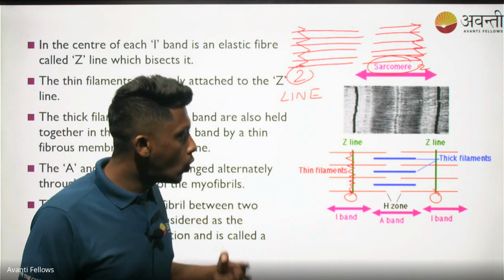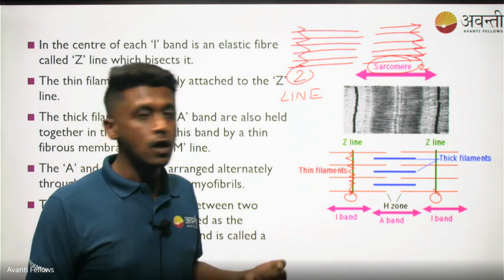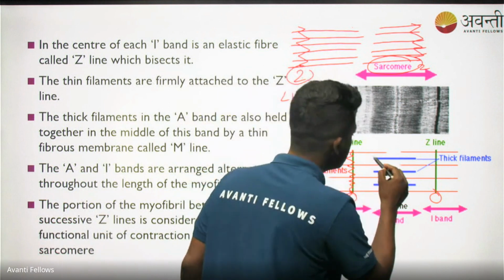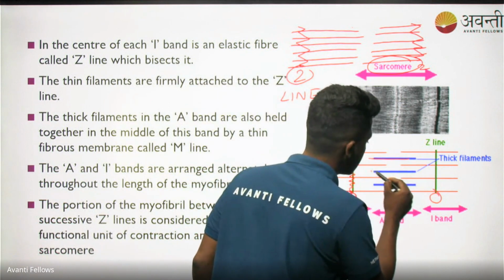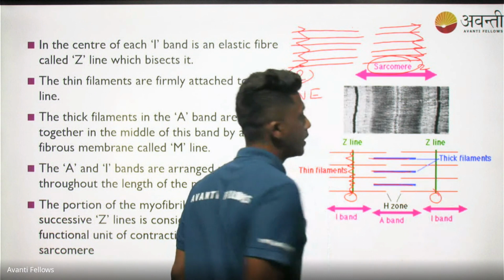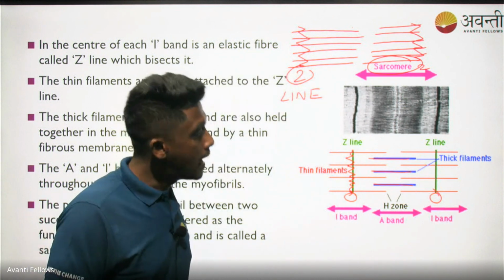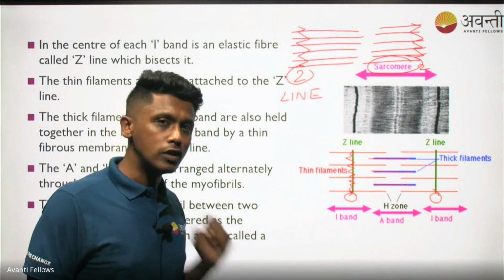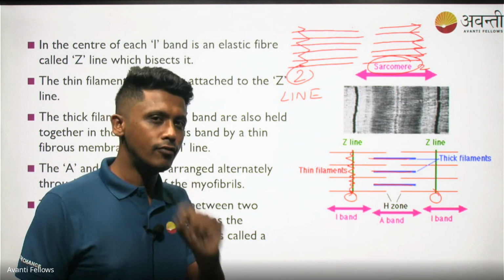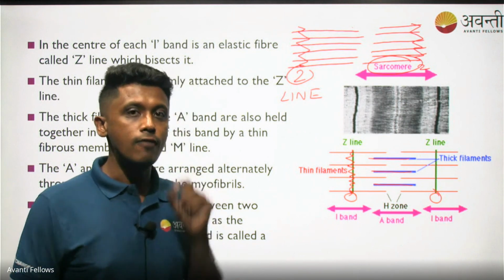The same goes with the thick filaments as well. What happens with the thick filaments? These thick filaments are also parallelly arranged, but they are held together by a very, very thin fibrous layer.